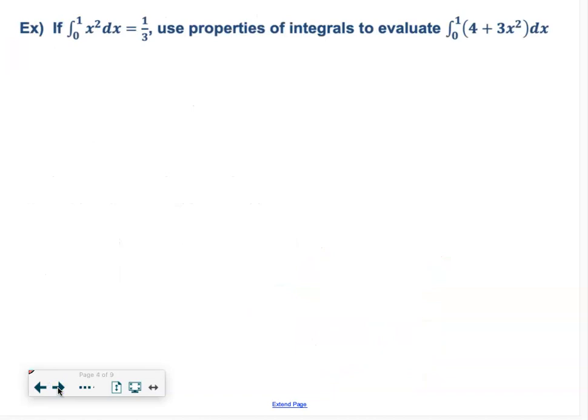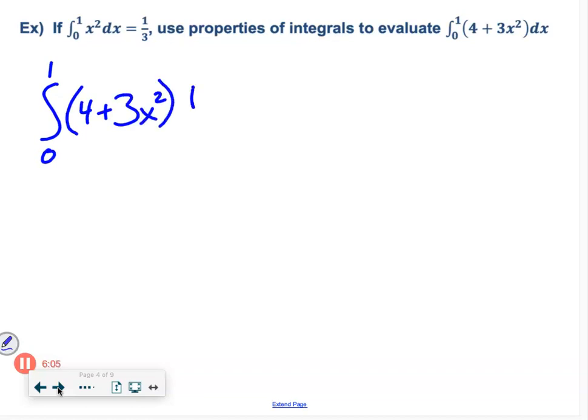So our first example today: if the integral from 0 to 1 of x squared dx is 1/3, we've done this a lot now, use properties of integrals to evaluate the integral from 0 to 1 of 4 plus 3x squared dx. So the first property you're going to use is that sum/difference property.